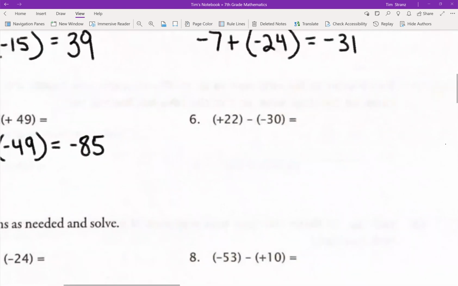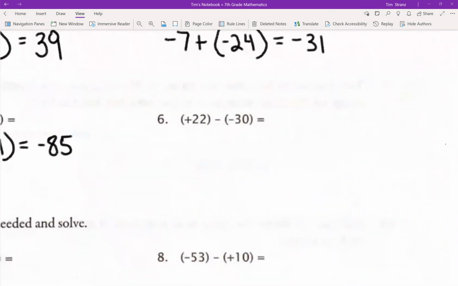All right, and then number 6, we got a positive 22 minus a negative 30. So we got 22. I remember what I said, when you have two negatives, it's just going to turn into a positive. Okay, so 22 plus 30 is going to be 52.